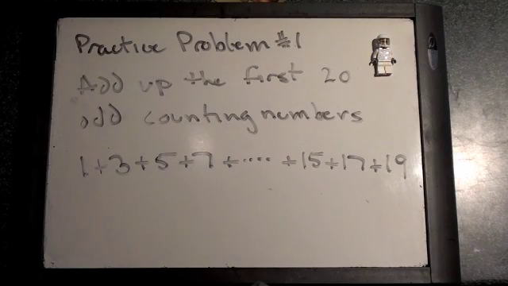Here's practice problem number 1. Add up the first 20 odd counting numbers. So add up 1 plus 3 plus 5 plus 7 all the way up to 15 plus 17 plus 19. Okay. Do you understand the problem?